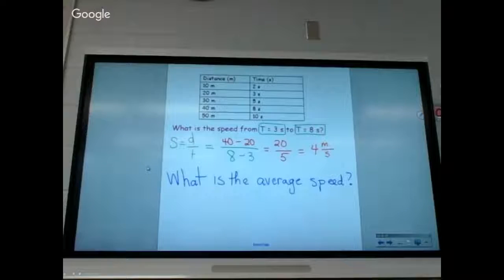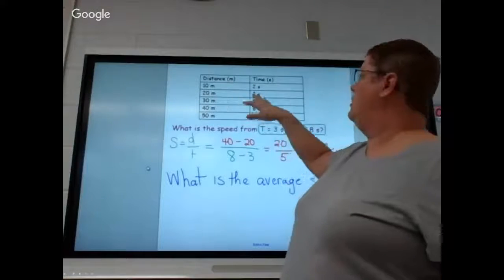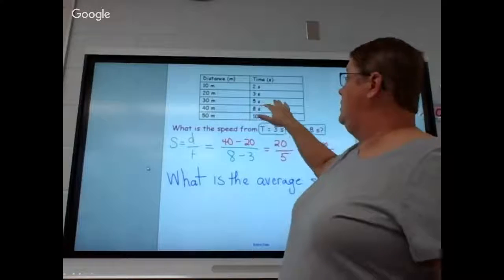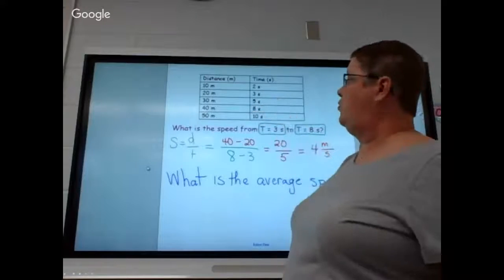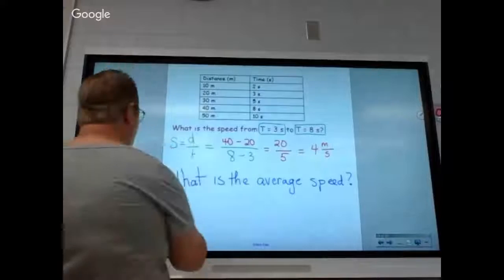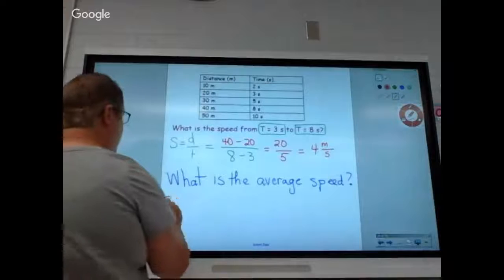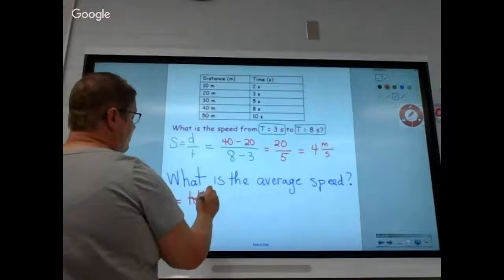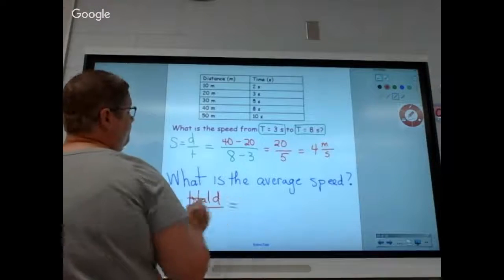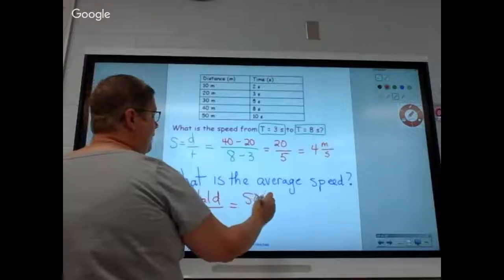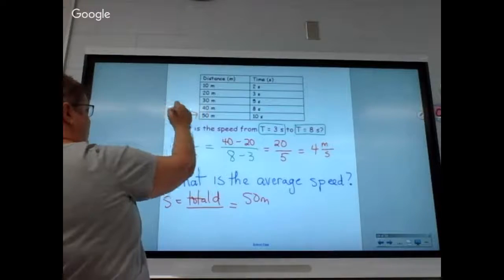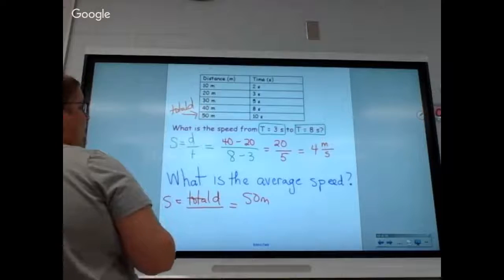You go run track. Y'all ever talk about split times in track? Okay, these are like split times. So at 2 seconds, you've made it 10 meters. At 3 seconds, you've made it 20 meters. 5 seconds, you've gone 30 meters, and so forth and so on. So what is the total distance that dude ran? The total distance he ran is the 50 meters.